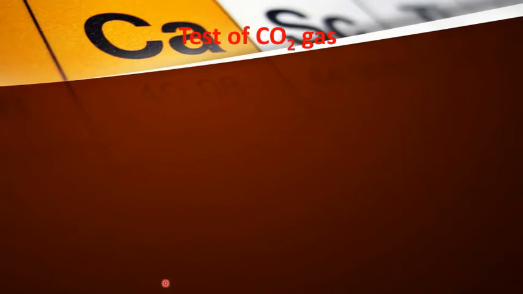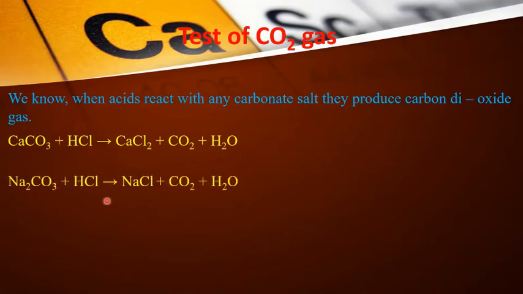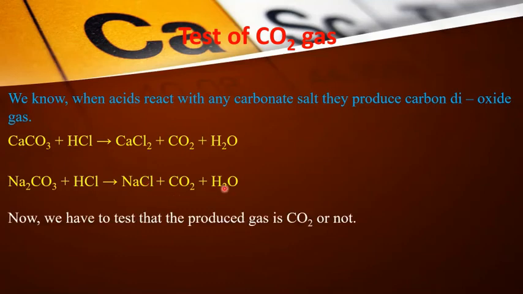Now, test of carbon dioxide gas. In any way you can produce carbon dioxide gas. You cannot see carbon dioxide gas because it is a colorless, odorless gas, but you can test it. How can you test whether the produced gas is carbon dioxide or not? We know when acids react with any carbonate salt, they produce carbon dioxide gas. Like calcium carbonate, when it reacts with hydrochloric acid, it produces calcium chloride, carbon dioxide and water. When sodium carbonate reacts with hydrochloric acid, they also produce sodium chloride, carbon dioxide gas and water.